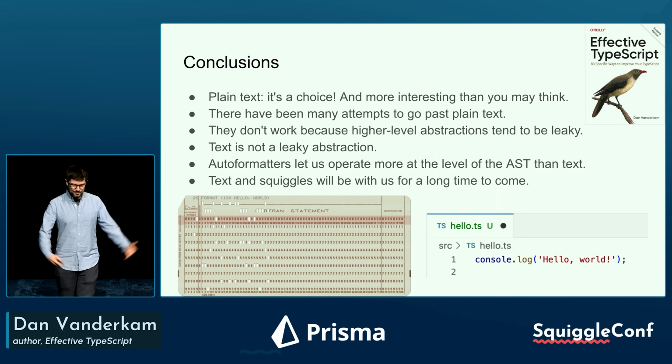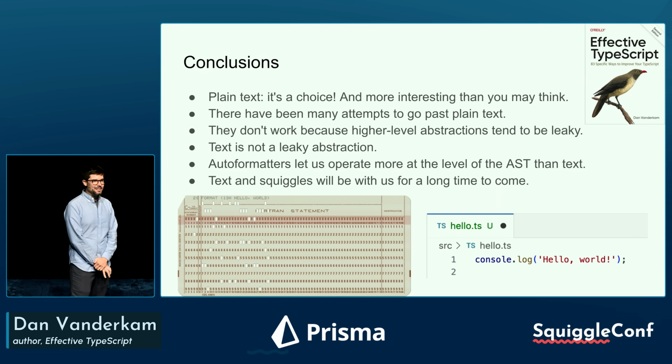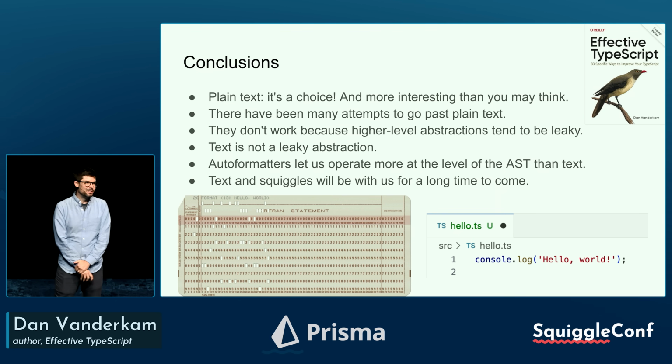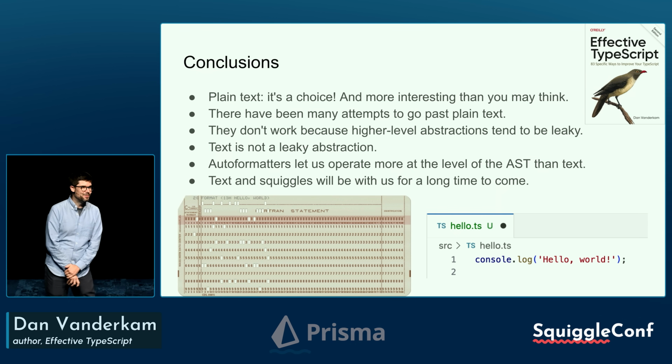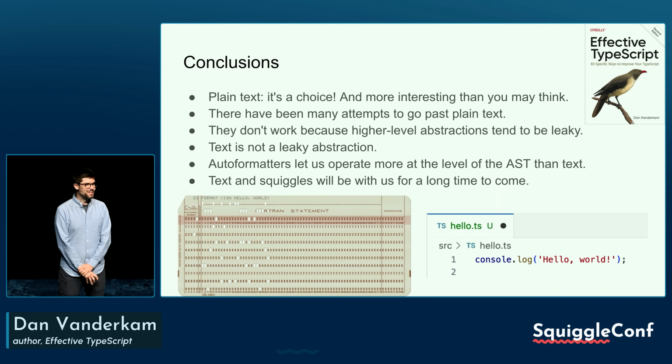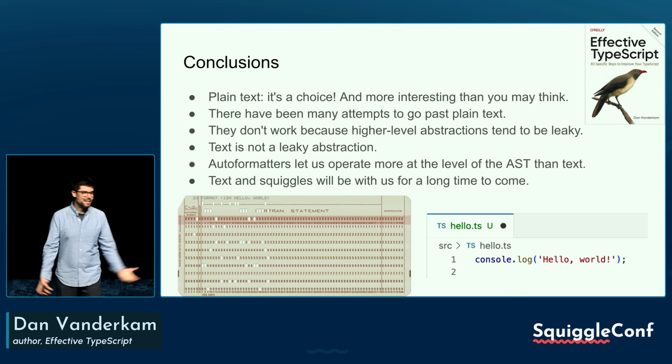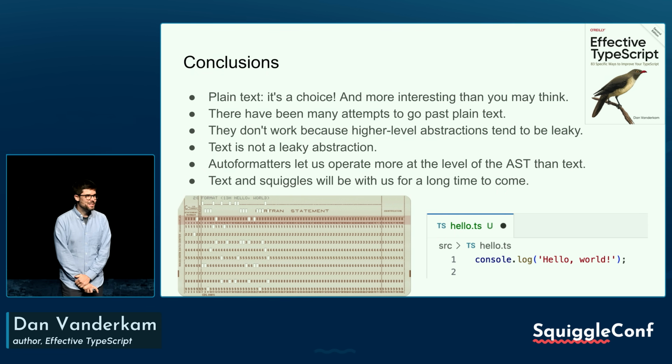So that's kind of why I think we work with text. I think it's a pretty good level of abstraction at which to operate. It lets us debug our problems at that level, and it lets us get really great tooling. So I think text is going to be with us for a long time to come. Thanks.